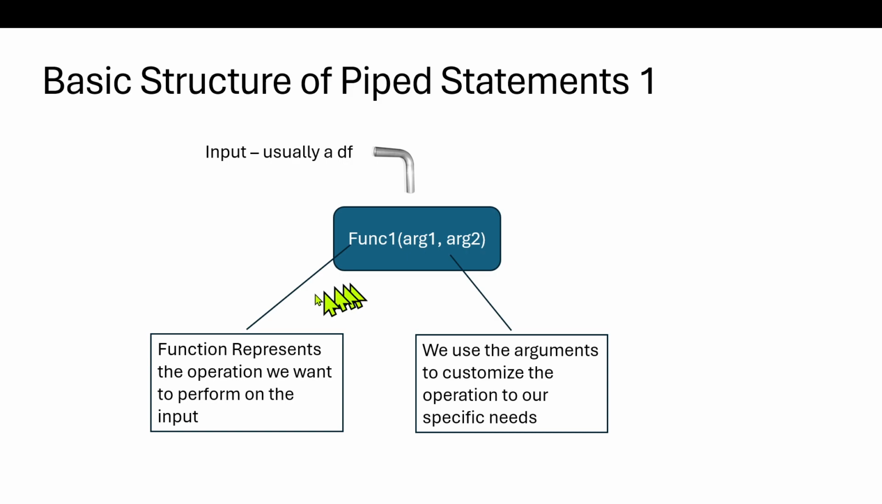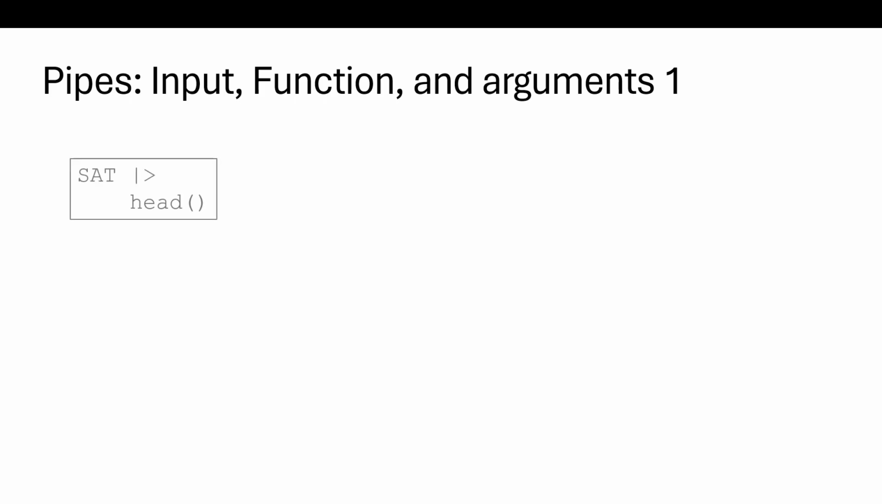The function represents the operation that we want to perform on the input, and we have additional arguments that we can pass to the function to customize the function's behavior. We'll see examples of that. Out of this function will come a result, and most often that result will also be a data frame. So the input is passed through a function. The input is a data frame, it's given to a function, and the function produces also an output, which is a data frame.